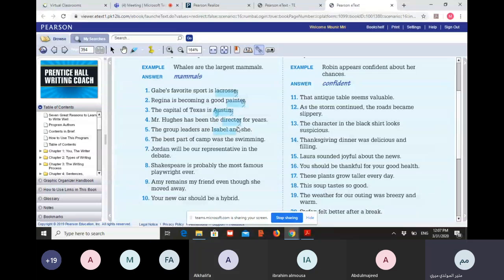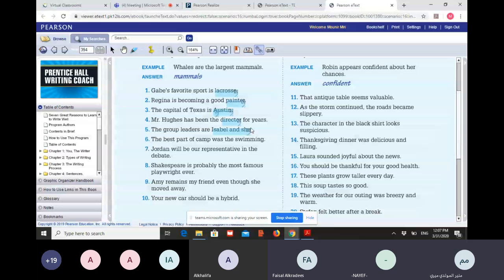Okay. Teacher, let's do number 6. Naif Al-Muwaisir. Yes, can you do number 6, please? Okay. Number 6, Naif.